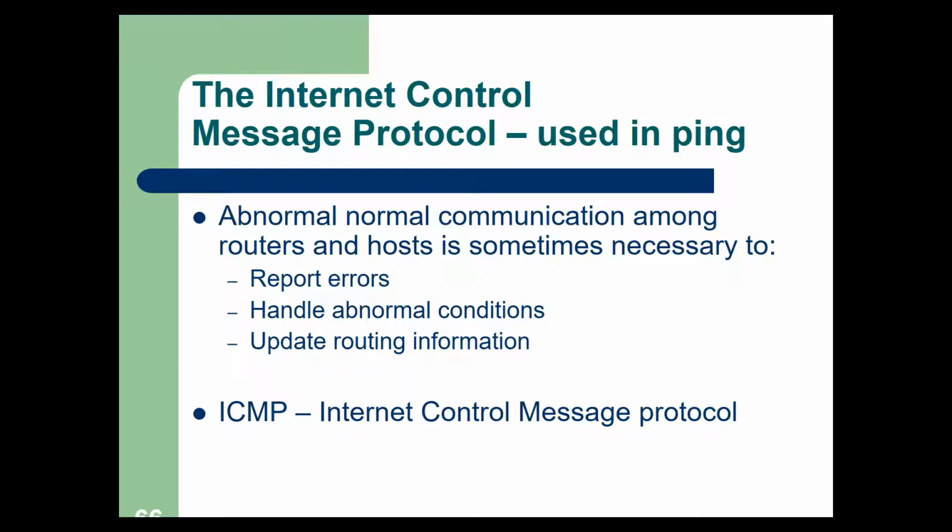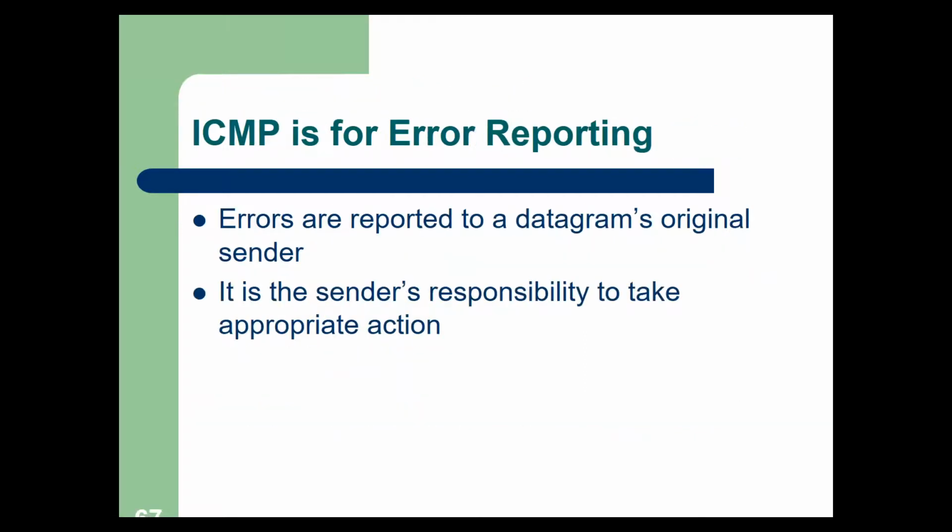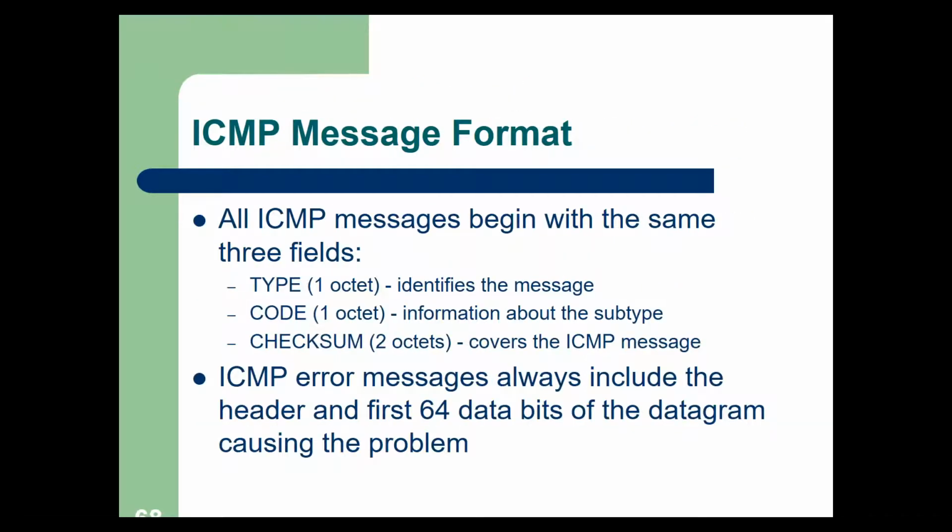Okay. So internally, this protocol has basically three parts. One is the type of error, and the code will give more information about the error, sub-information about that error, and the checksum to check whether the information is correct or not. It will also contain the IPv4 data field.